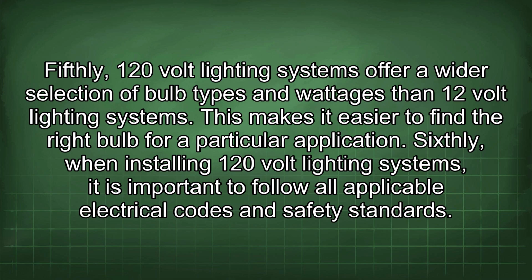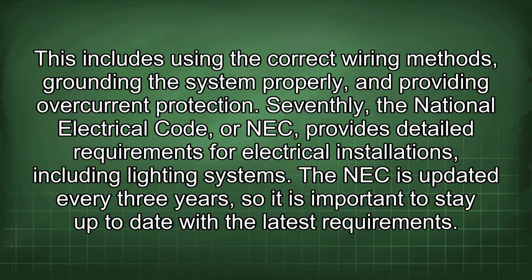Sixthly, when installing 120-volt lighting systems, it is important to follow all applicable electrical codes and safety standards. This includes using the correct wiring methods, grounding the system properly, and providing overcurrent protection. Seventhly, the National Electrical Code, or NEC, provides detailed requirements for electrical installations, including lighting systems. The NEC is updated every 3 years, so it is important to stay up to date with the latest requirements.